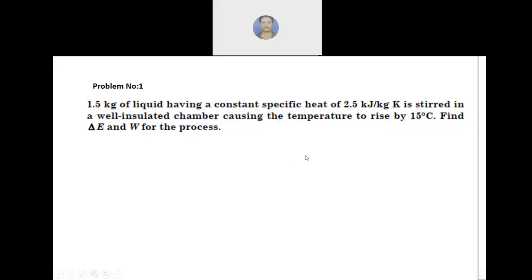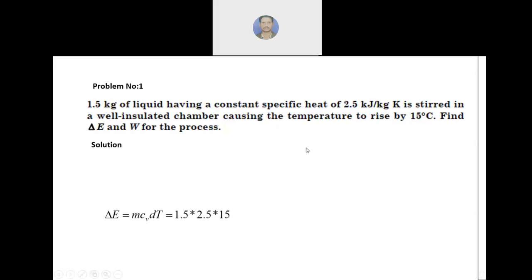Now if you remember the formula for delta E, delta E is the summation of kinetic energy, potential energy and delta U. But here kinetic energy and potential energy are not considered. There is no information by which we can calculate them, so we are neglecting them. What remains is only delta U, the change in internal energy. So delta E equals delta U. And what is the formula to calculate the change in internal energy? mCv delta T.